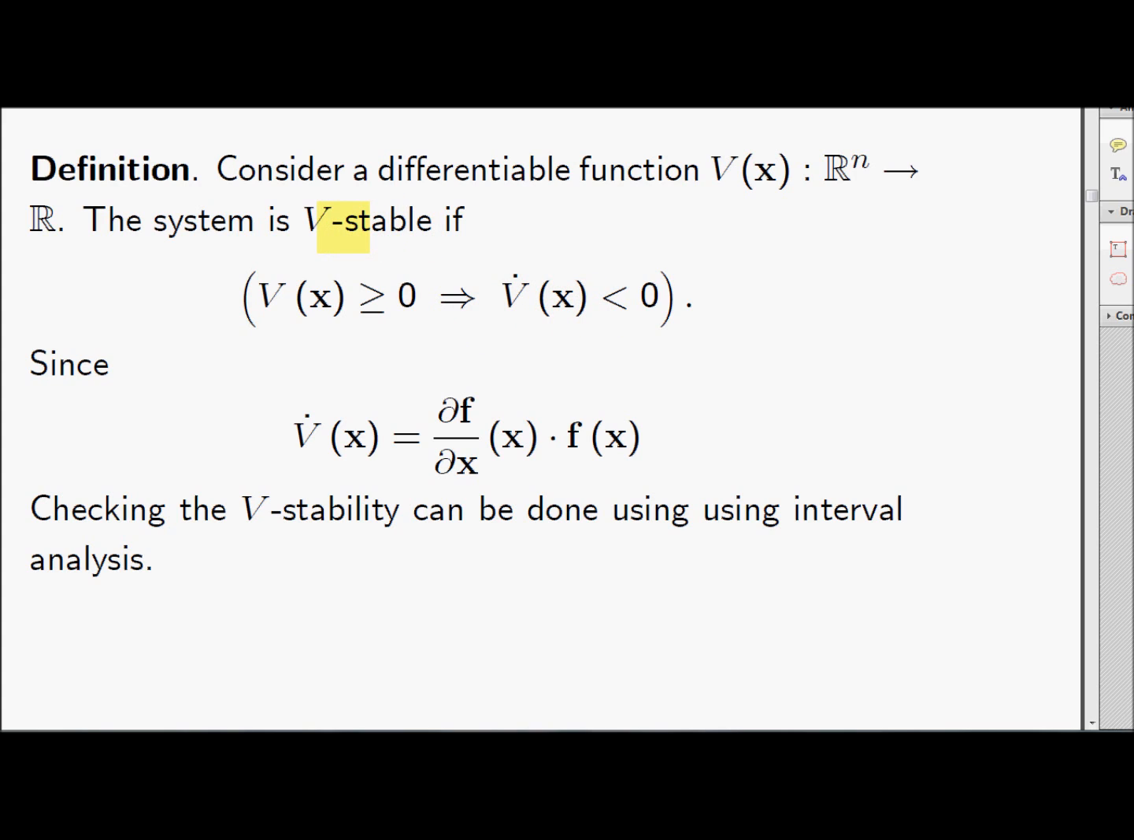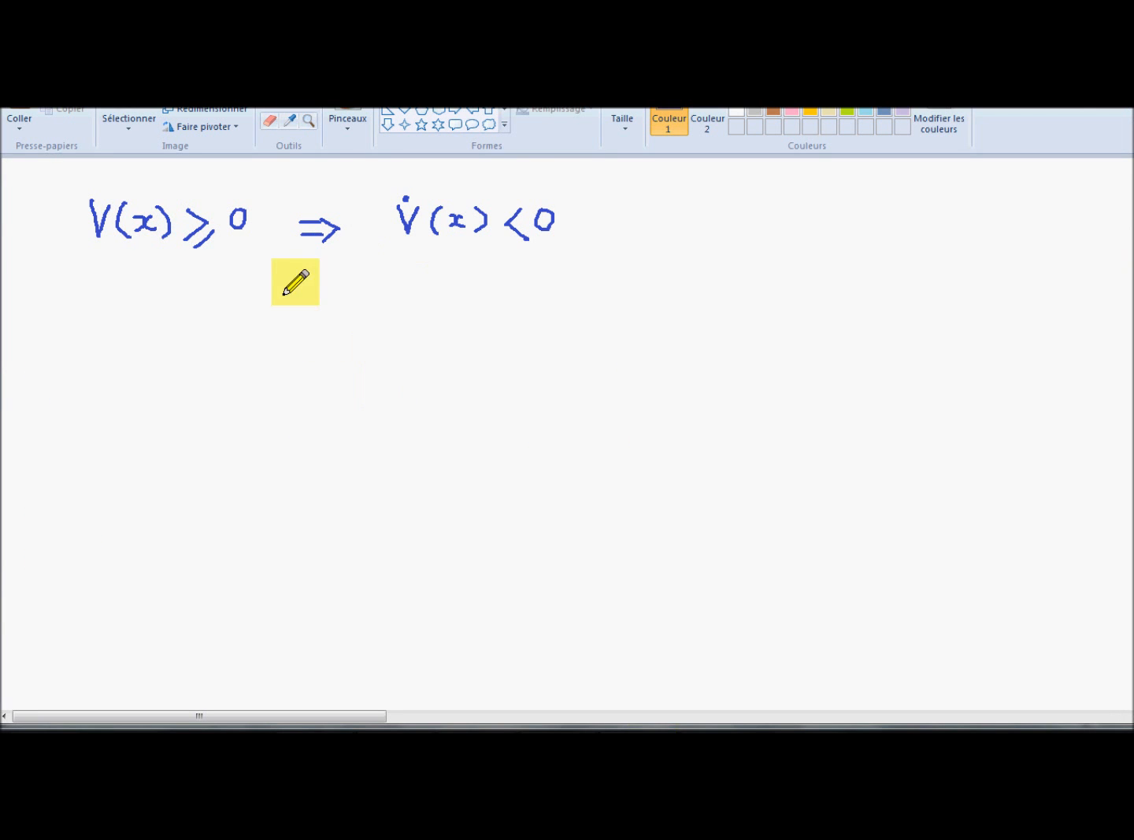Of course, V dot, the derivative of V with respect to time, can be expressed as follows. So we have an expression for V dot of X. So if you want to prove that a system is V stable, it can be solved using interval analysis. So how can I prove this implication using interval analysis?